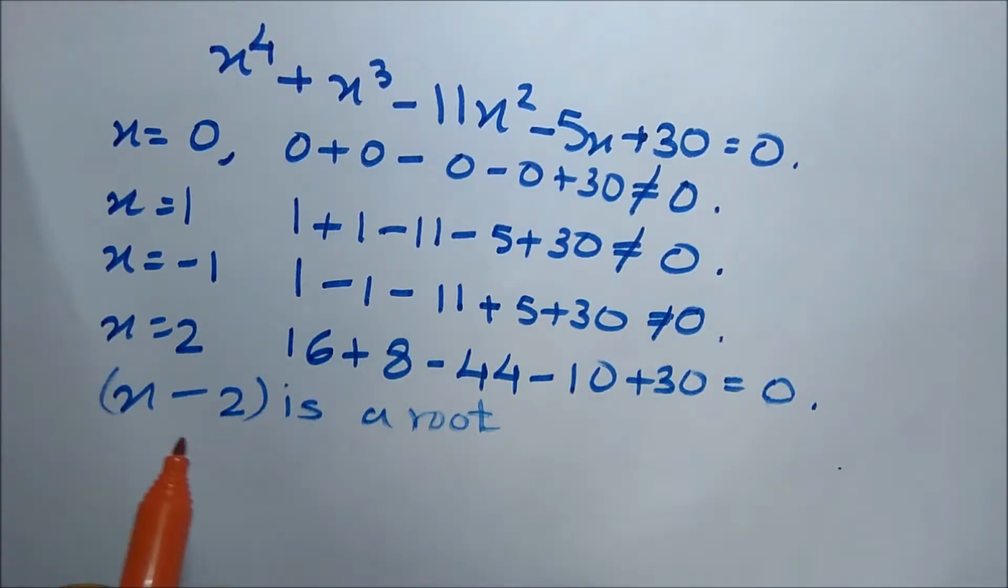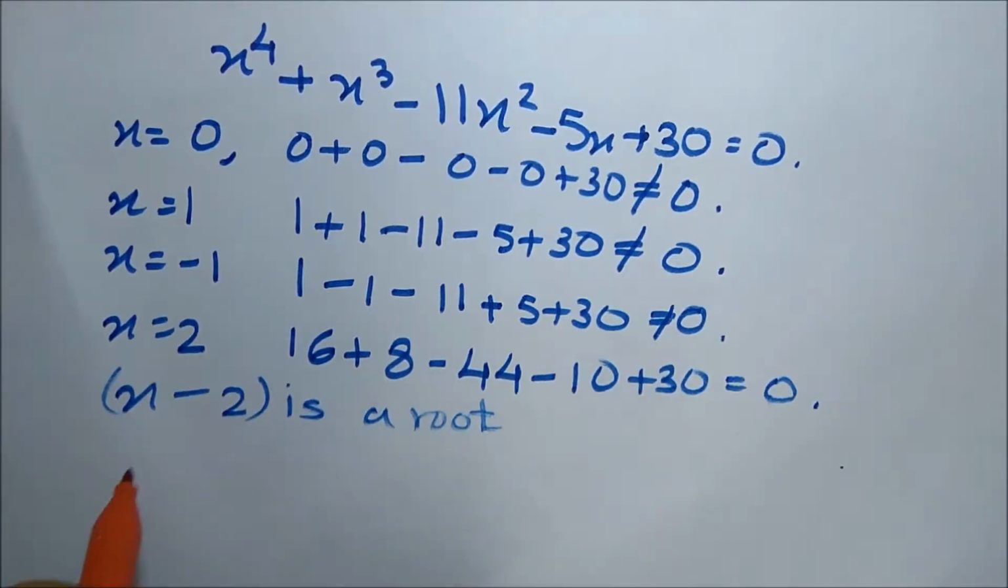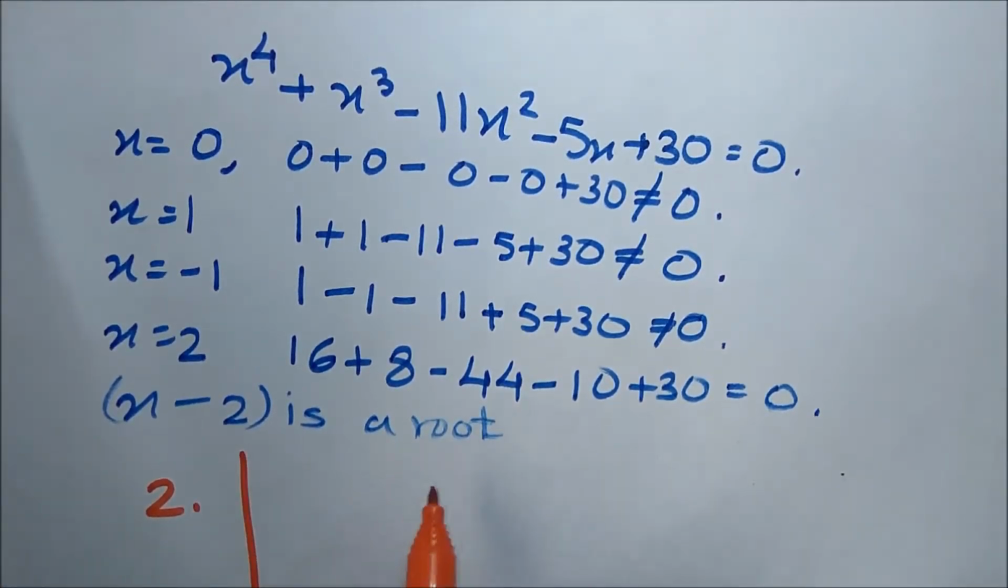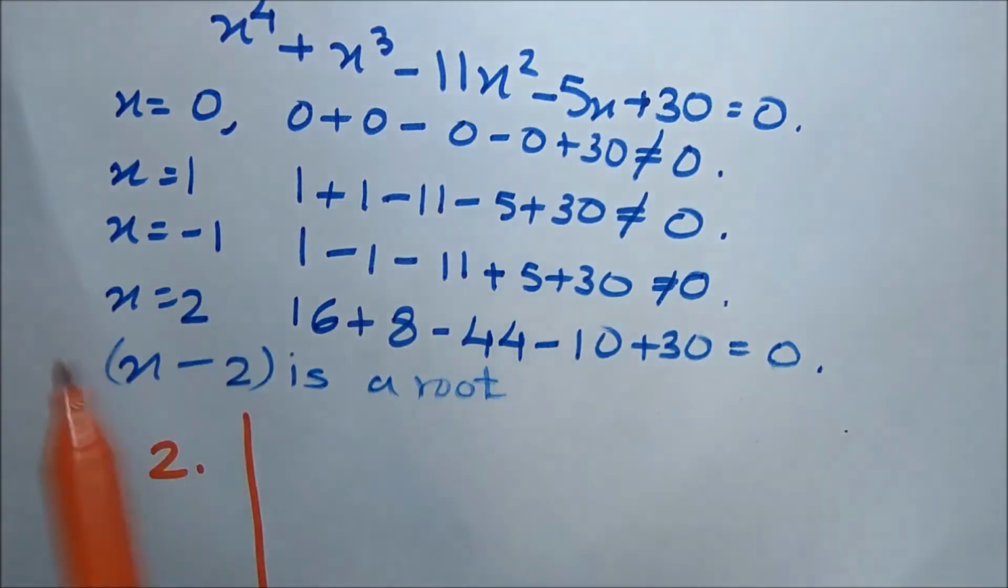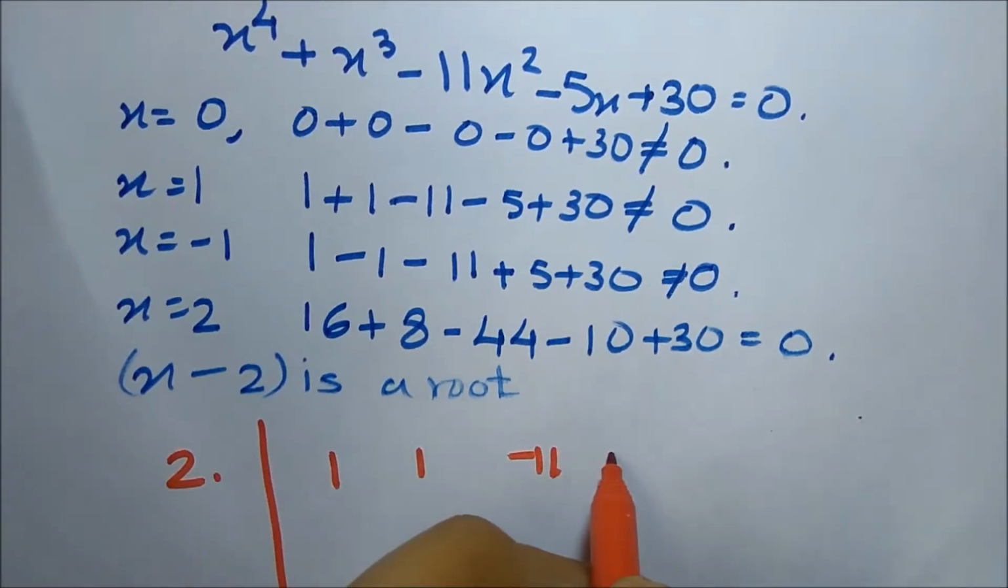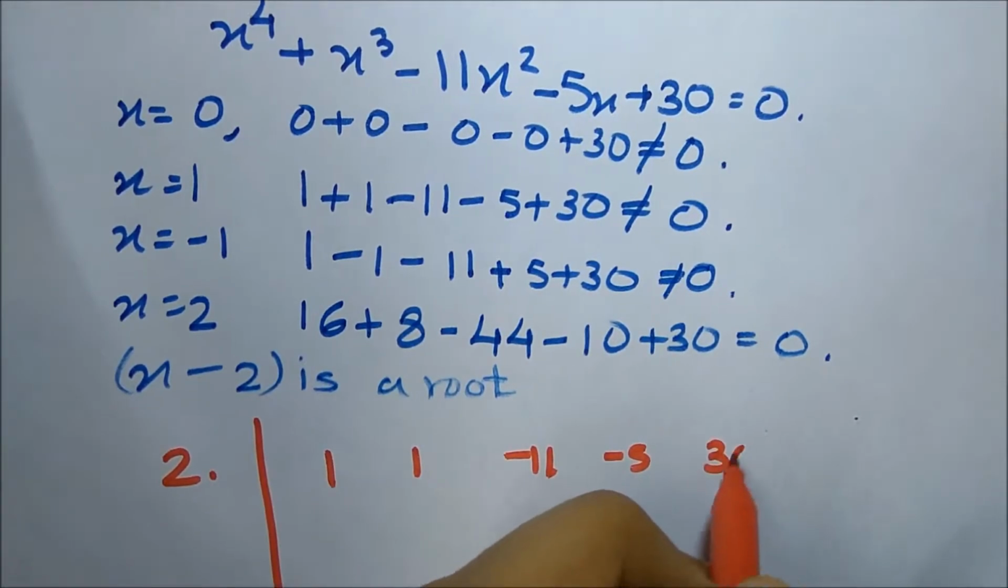Now, since x minus 2 is a root of this equation, what are you going to do? Copy down the value, draw a line, and copy the coefficients of the x terms as well as the constant term with their signs: 1, 1, minus 11, minus 5 and 30.